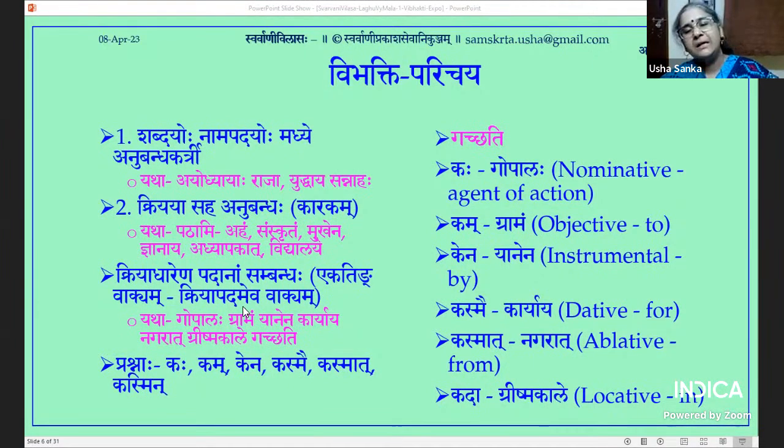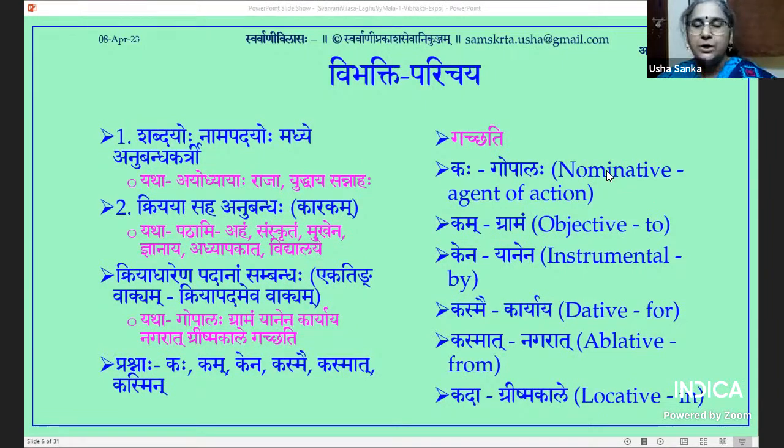So the meaning of the sentence is: Gopala is going to the village, by a vehicle, for a work, from the city, in the summer season. This is how we are making the meaning of this sentence. Now Gopala becomes the agent of action. Who is going? Gopala. So he is in the nominative case.